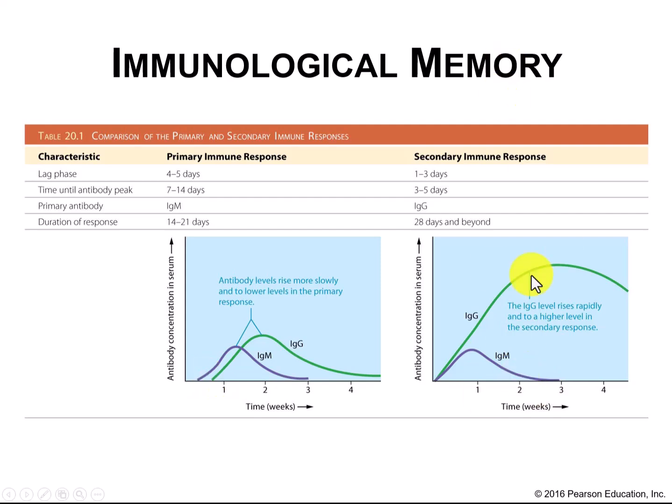But now on our second exposure, we have memory, so we develop memory, and the lag phase is only 1 to 3 days. Time until antibody peak is 3 to 5 days. Primary antibody is our IgG. And then 28 days and beyond, so we can have long-term antibody levels that help us to combat whatever stimulated that response.